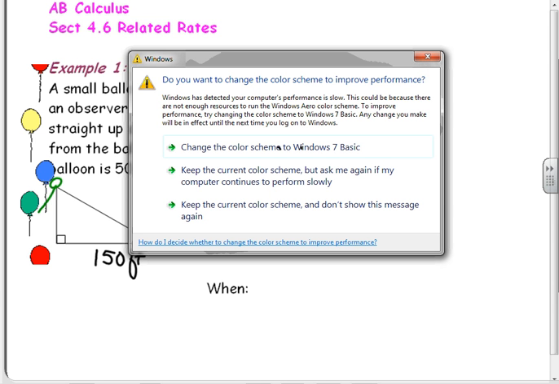Are you touching it? Oh, I'm missing a marker. You're right. I set it down. Okay.